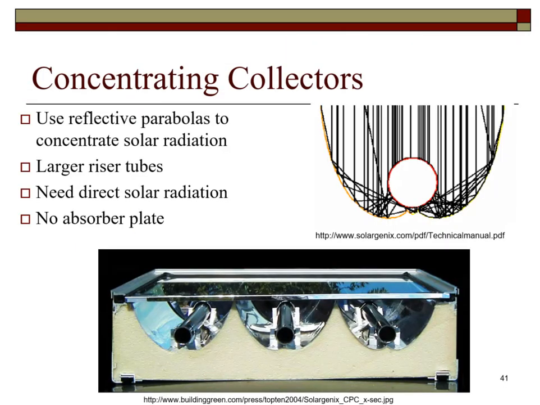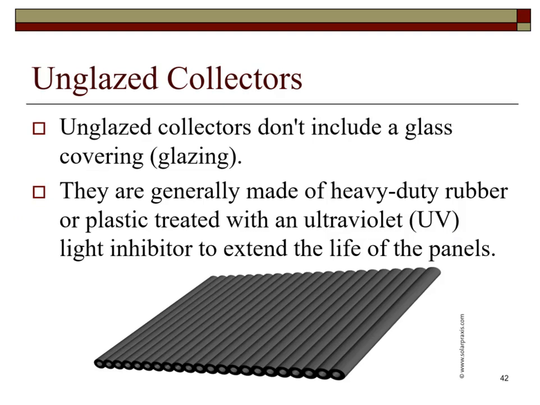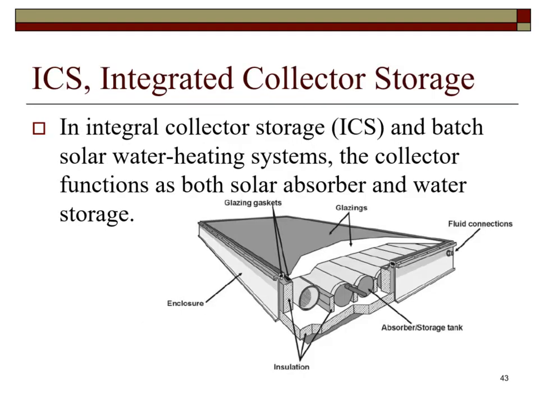A concentrating solar thermal collector is shown. There is no absorber. There is a reflector surface which concentrates the solar on the pipe running through the center. The unglazed collector shown is made of heavy-duty rubber or plastic, which is treated with an ultraviolet light inhibitor. The integrated solar collector and storage is shown. In this case, the absorber is also the storage.